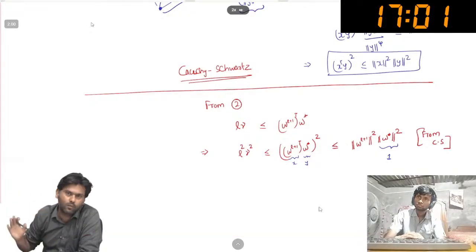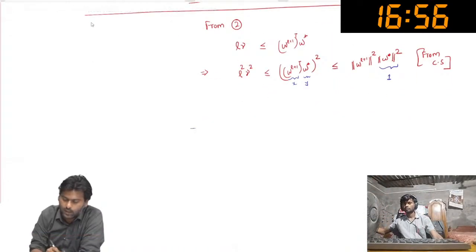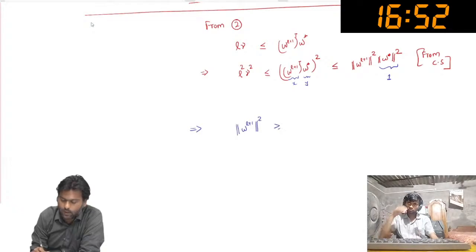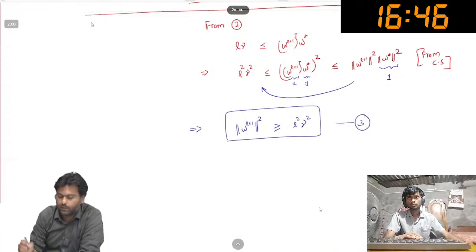So this length is just 1 without loss of generality, so I can forget that. Then this says that norm of W_{L+1} squared is greater than or equal to L squared gamma squared. This is my third point, right?